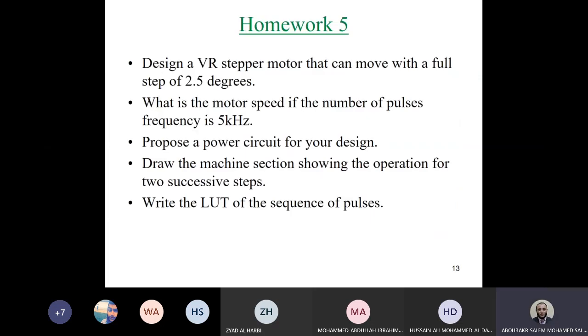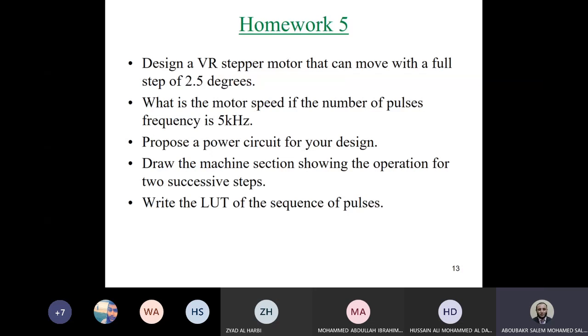Based on our discussion, this is homework number 5 for the stepper motor. We need to design a variable reluctance stepper motor that can move with a full step of 2.5 degrees. The required motor speed is given by the pulse frequency, which is 5 kilohertz. Propose a power circuit for your design. So you have to design your own circuit.